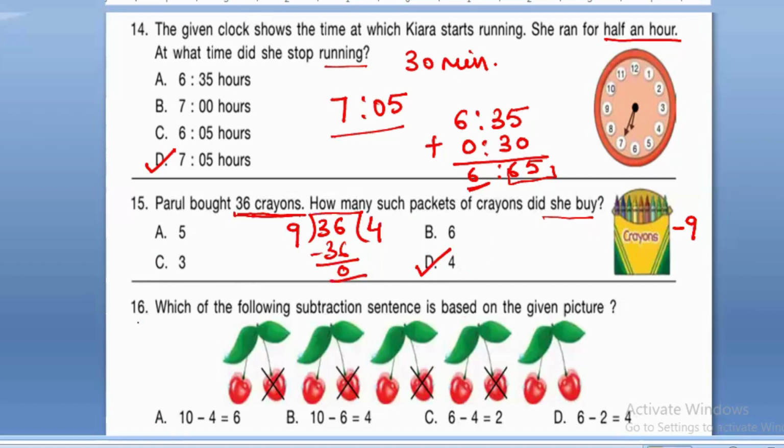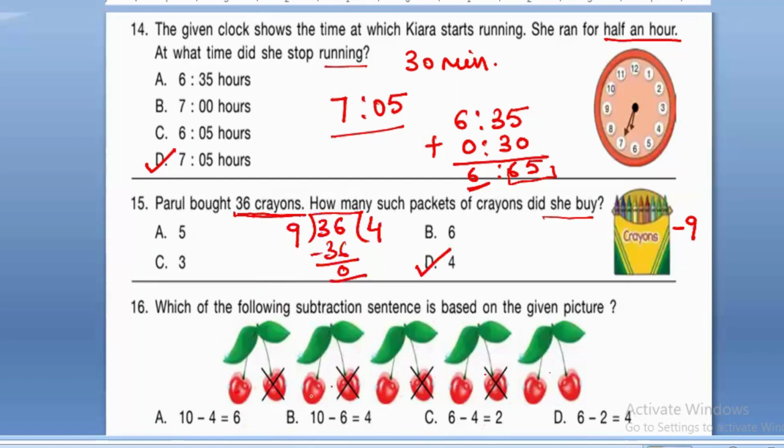Okay, now let's come to question number 16, which is like: which of the following subtraction sentences is based on the given picture? Now one picture is given over here, and we need to find out which statement is correct from the given options. You can see there are two groups of cherries over there, then again two groups of cherries, then again two groups. So how many total cherries are there? We need to count.